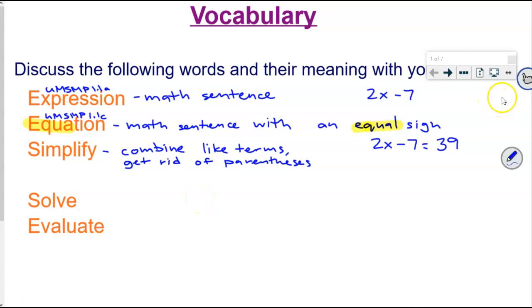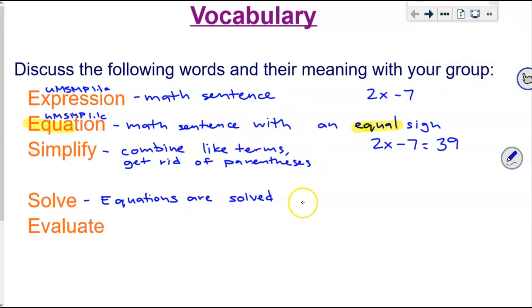Yes, but also not fully mathematically correct. It does mean that we're finding an answer, but we only can solve equations. We're going to say equations are solved. So what I mean by that, we could solve this equation by figuring out what x is equal to. So equations are solved. We find out what value makes the equation true.